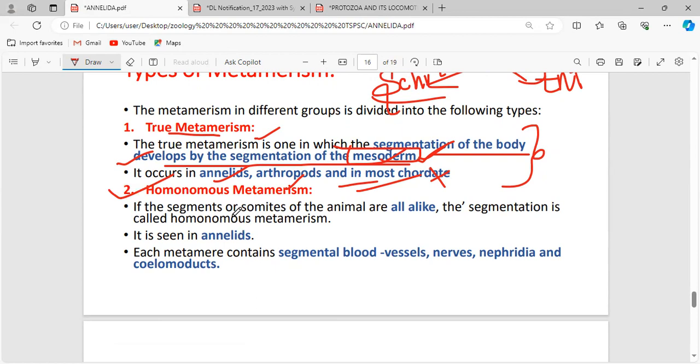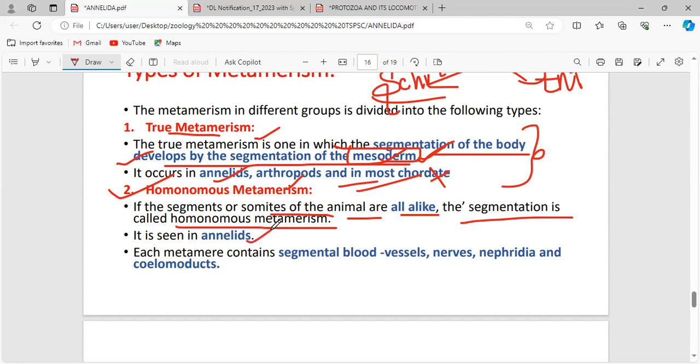Homonomous metamerism. If the segments or somites of the animal are all alike, which means similar, the segmentation is called homonomous metamerism. What is the difference between true metamerism and homonomous metamerism? In true metamerism, all the segments arise from the mesoderm. In case of homonomous metamerism, all the segments are looking similar. That is said to be homonomous metamerism.